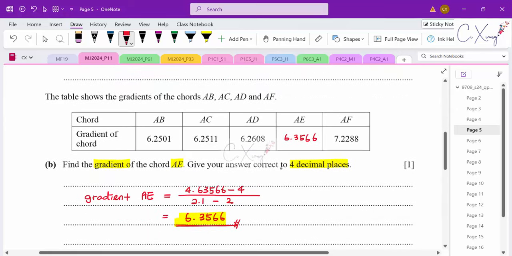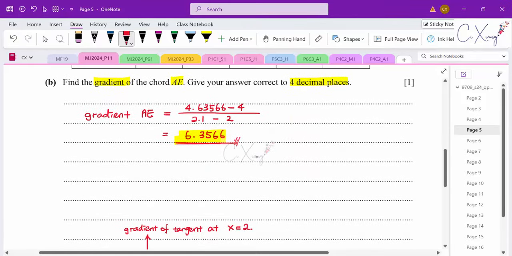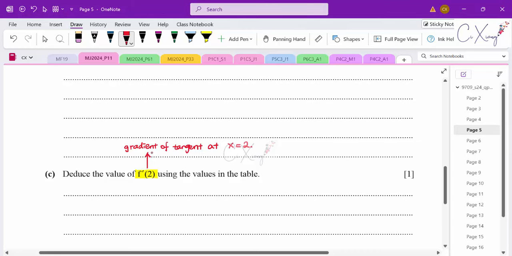So if you try to observe here, the gradient for every single chord here, when the point gets nearer to the point A, the gradient will basically get closer and closer to one value. I don't know whether you can see it or not, but for the chord AB, the value here is getting closer and closer to 6.25. And this 6.25 will be the gradient of the tangent at x equals 2. So this is what you can observe. So f prime x will be equal to 6.25.